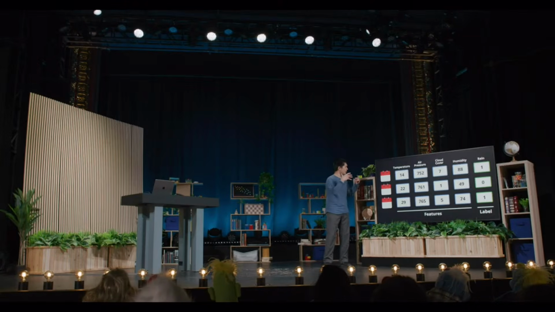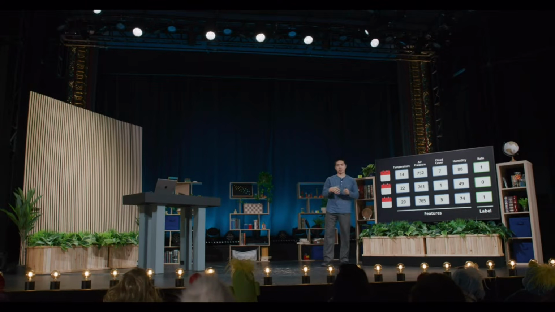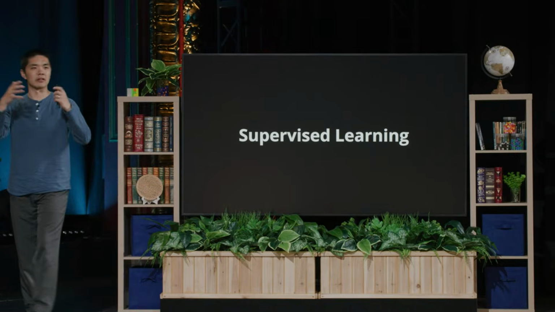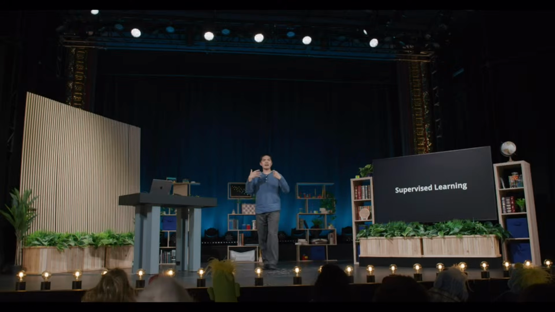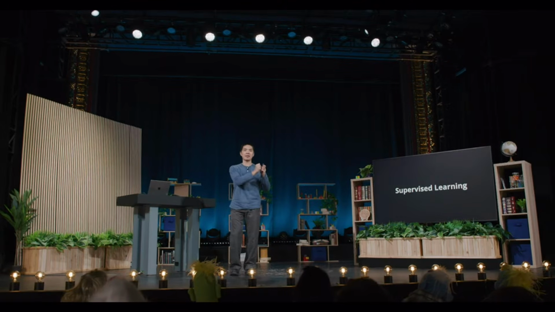And anytime we set up an AI problem in this way, where we have a bunch of data, we have a bunch of features, and we're trying to use those features to make a prediction, we call that supervised learning. Supervised learning in the sense that the label is directing the AI, telling it what to try to achieve. It's trying to do a good job of predicting that label.